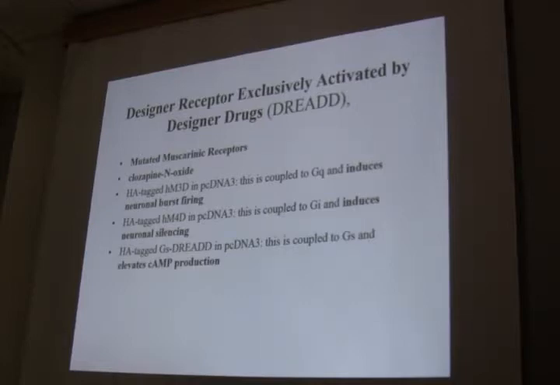So you have this clozapine-N-oxide, CNO, right? And you have your transgenic mouse that has whichever one of these designer receptors in it, right? And then stereotactically, you can inject your CNO into a specific area of the brain and either activate the neurons or silence them.